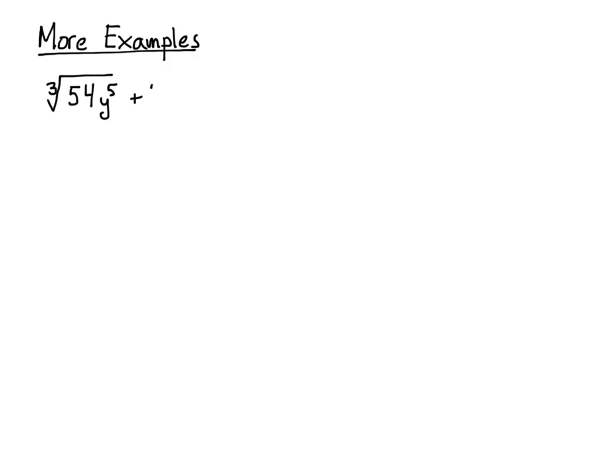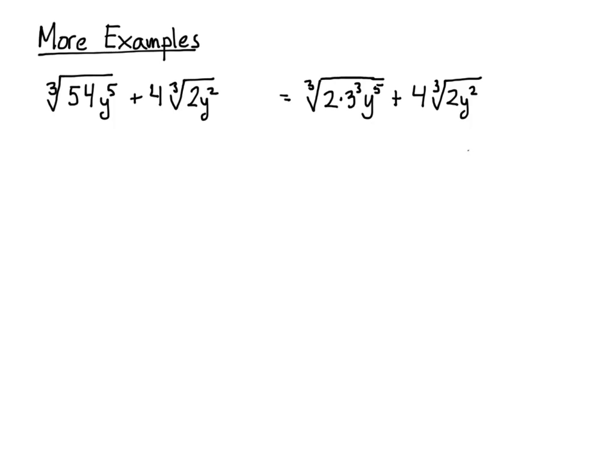Okay, so let's go through a few more examples. Here I have with the cube root, we got the cube root of 54y to the 5th plus 4 cube root 2y squared. And so the key to all these is going to be properly factoring and then taking out the powers that are in excess of the indices. And so it simplifies like this, where that first radical, you can see we can take out a 3 and we can take out a y.